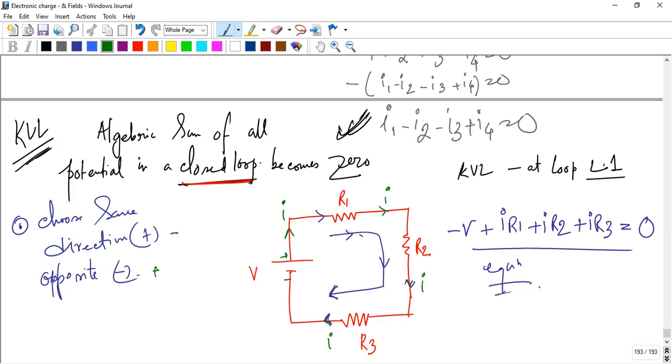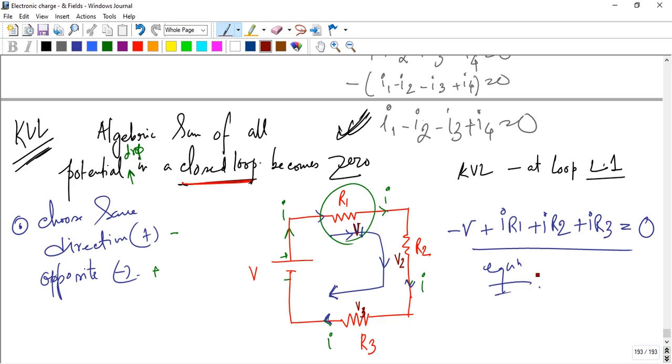The basic rule is the algebraic sum of all potential drops. Here the potential drop of R1 is IR1, the potential drop across R2 is IR2, and the potential drop across R3 is IR3. So that closed loop sum is 0. Suppose that drop is called V1, that drop is V2, the drop is V3. And the algebraic sum of these are added, so we know from Ohm's law V equals IR, so that's the reason.